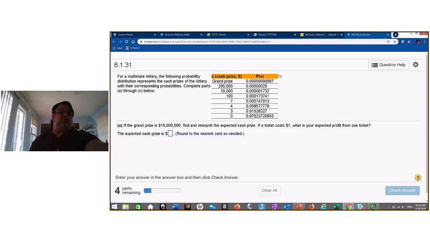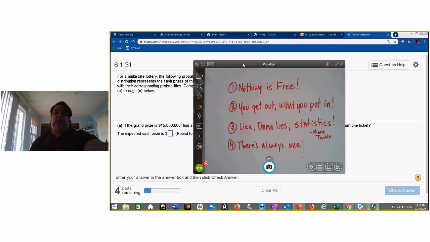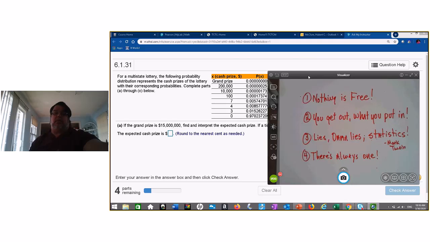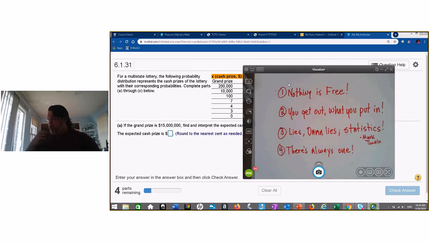Okay, the expected cash prize at $15 million. What would we do here? The grand prize is, I guess, $15 million. Would that be the grand prize? Yeah, $15 million. So you either win or you what? Don't win, right? So I'm going to pull up my handy dandy calculator and we're going to do an expected value.